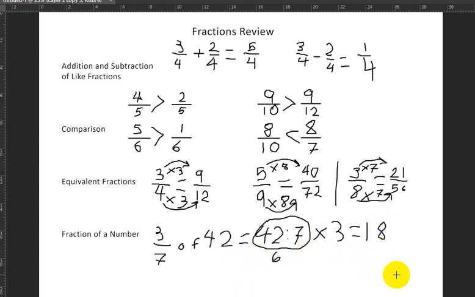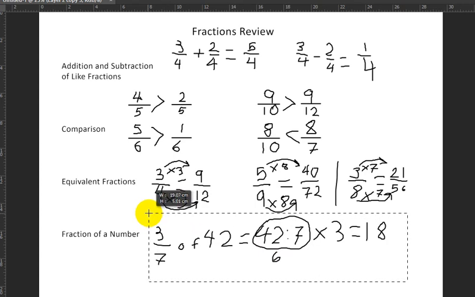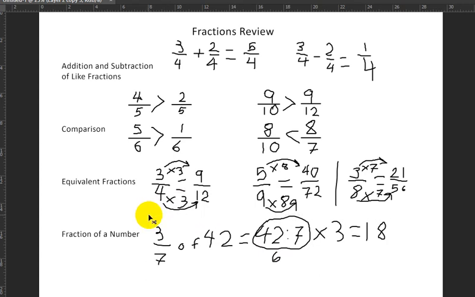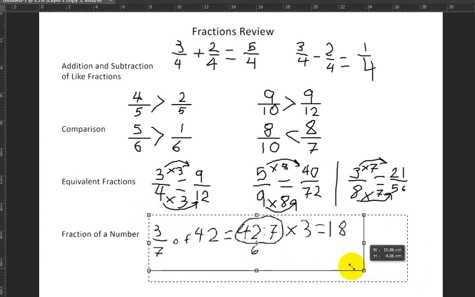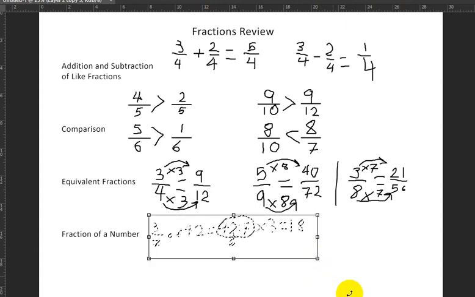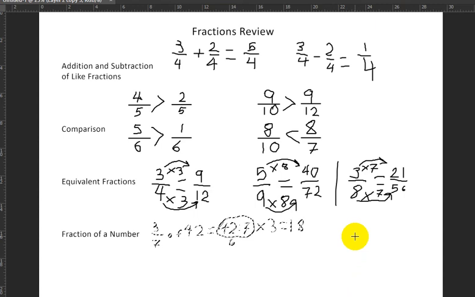Let's make this a little smaller so that we can do another example. Come on.